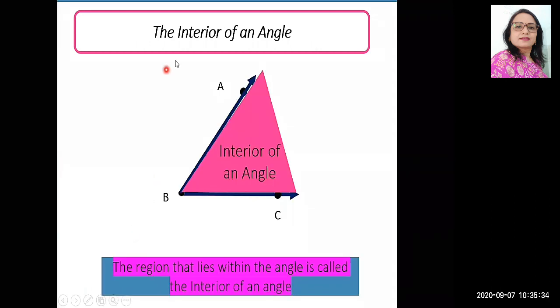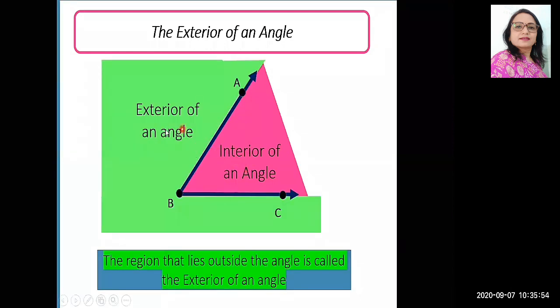So what is the interior of an angle? Say this, interior of an angle. The region that lies within the angle is called the interior of an angle. Angle के अंदर का part is called interior of an angle. What is the exterior of an angle? Exterior of an angle. So the region that lies outside the angle is called the exterior of an angle. Okay, understood? Interior and exterior of an angle.